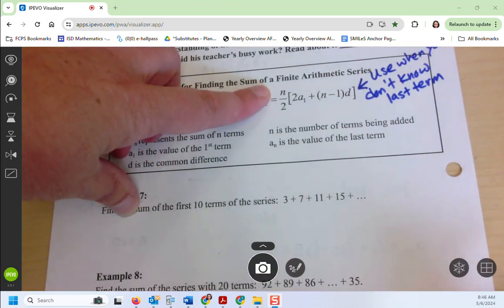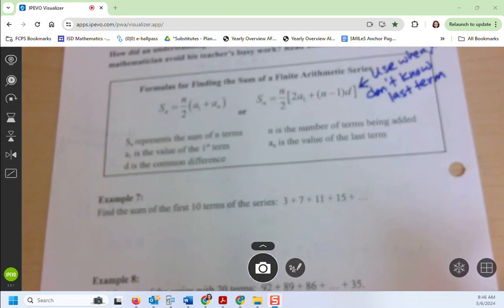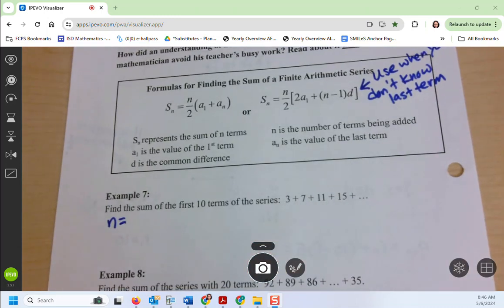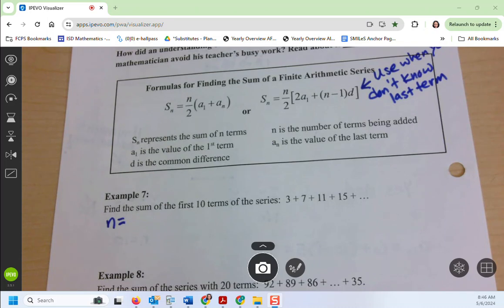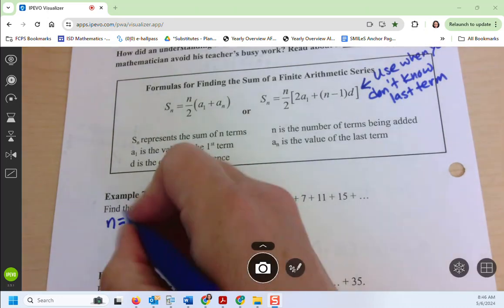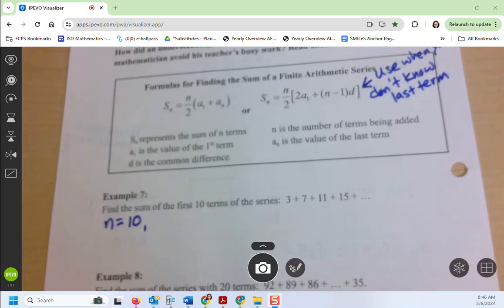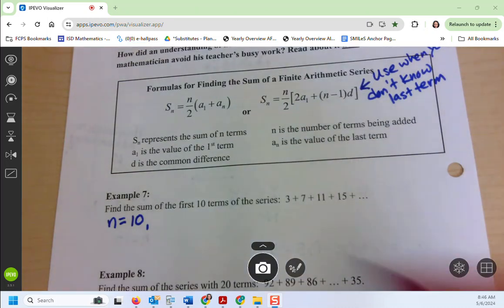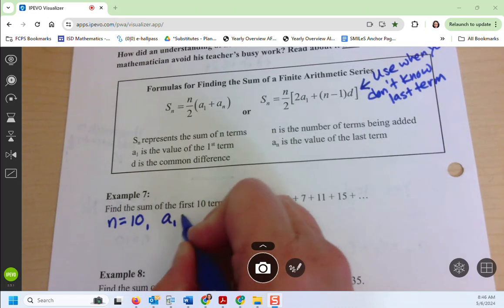So to find the sum, I need to know n, the number of terms. How many terms is it? It says find the sum of how many terms? 10 terms, okay? Find the sum of 10 terms. I need to know a sub 1. A sub 1 is the first term. What's the first term? 3. A sub 1 is 3.